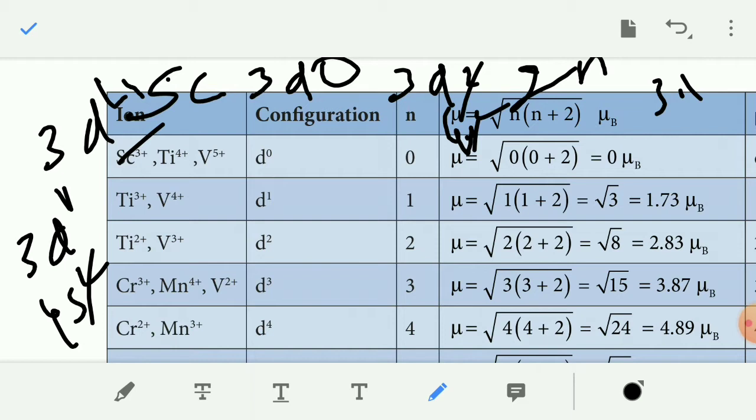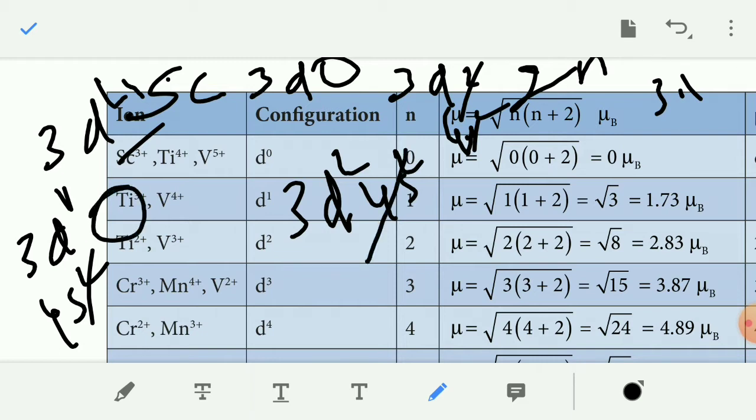Okay, then titanium 3 plus. Titanium has the outer electronic configuration 3d2 4s2. Here, for titanium 3 plus, the two 4s electrons are removed and one 3d electron is removed. So it is 3d1, and the number of unpaired electrons n is 1. In the formula, root of n into n plus 2, that is 1 into 1 plus 2, which is 1 into 3. The root of 3 is equal to 1.73 BM.